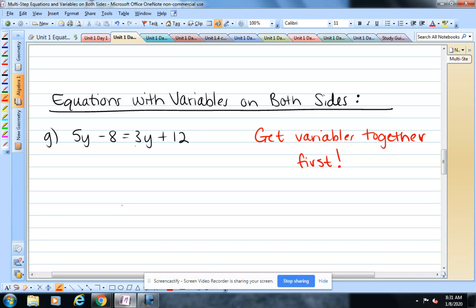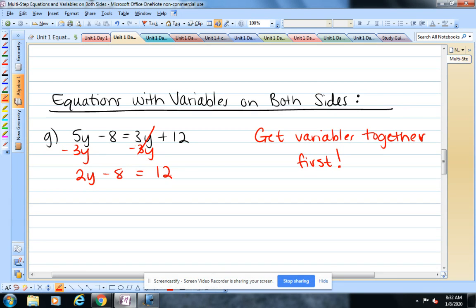3 is smaller than 5, and they're both positive. So I'm going to subtract 3y on both sides. Now 3y minus 3y makes 0, doesn't it? So those cancel out. And then I combine my y's over on the left. What's 5y minus 3y? 2y. And then copy the rest. Minus 8 equals 12. So when you're crossing the equal sign, you have to do the inverse operation. If they're on the same side, you just combine like terms. Okay? And now I'm down to a two-step equation with one variable.